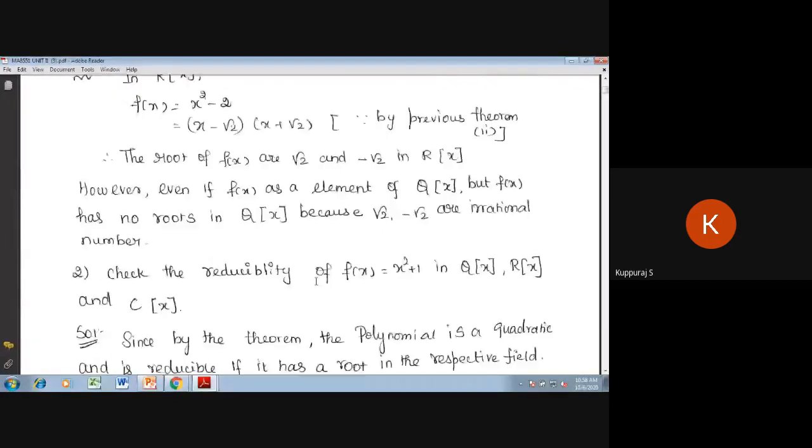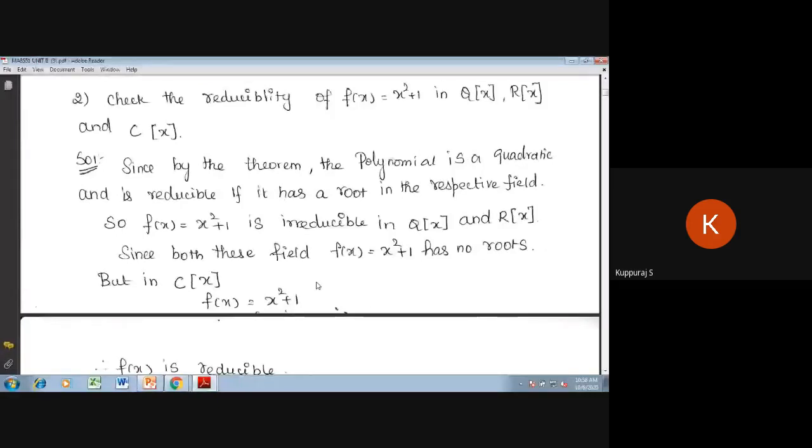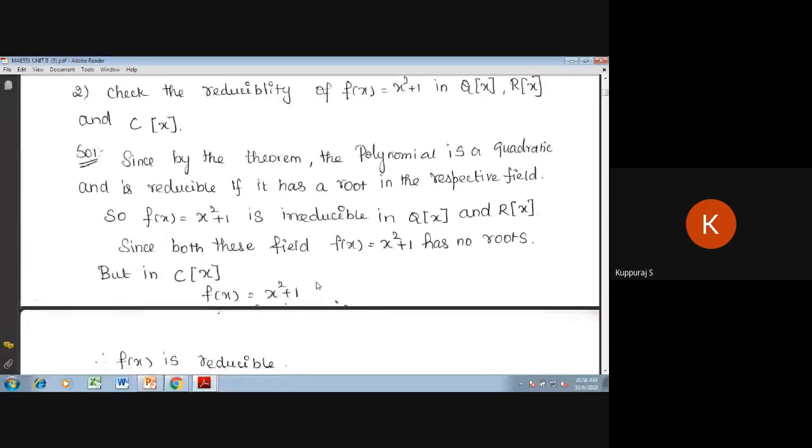So look at the next problem. Check the reducibility of f of x equal to x square plus 1 in Q of x, R of x and C of x. So x square plus 1, the given polynomial, can be equated to 0. You get x square plus 1 equals 0, x square is equal to minus 1, then taking the square root of minus 1, that is plus or minus i.